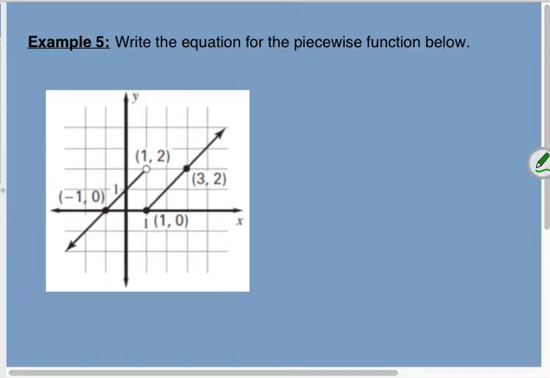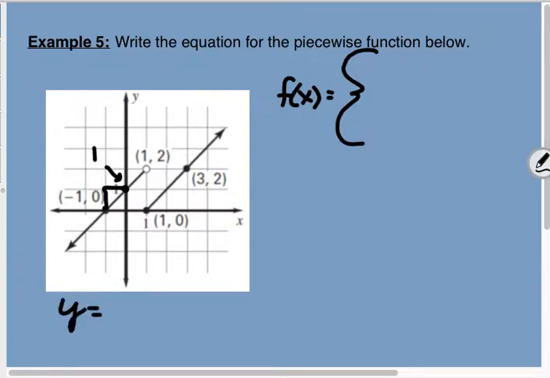Okay, just two pieces here. They give us the ordered pairs, so you could do it the way we just did it. So I'm just going to say this. Get it started off, f of x. Use that little symbol for putting our piecewise function together. I can see my y-intercept right there is 1. My slope, it's going up 1 over 1. So slope is up 1 over 1. That's slope of 1, 1x, and my y-intercept is 1.